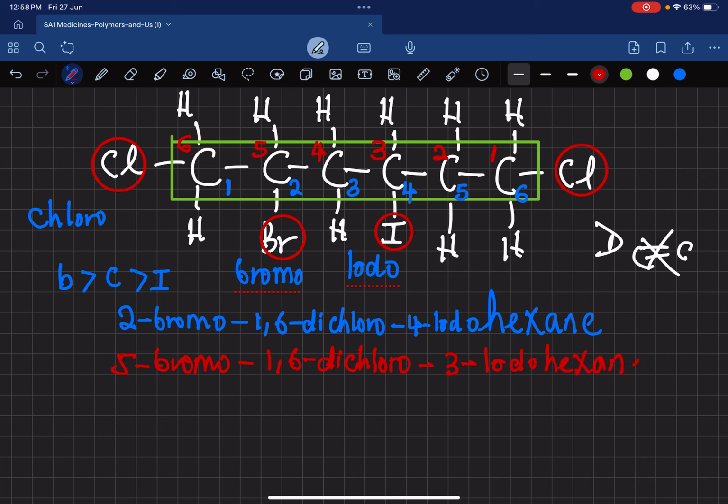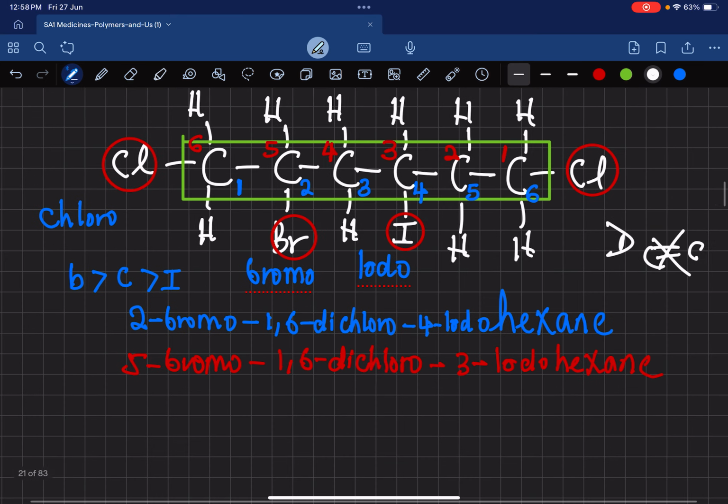3-iodohexane. Am I right? 5-bromo, 1,6-dichloro, 3-iodo. Okay, fine. So now to answer the question, which method is correct? Is it the blue or is it the red? To answer this question, what we do is we add these numbers up.